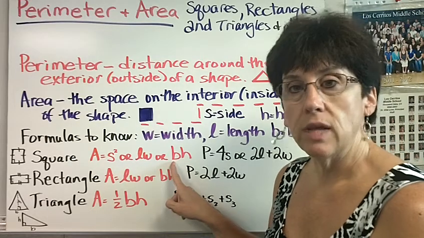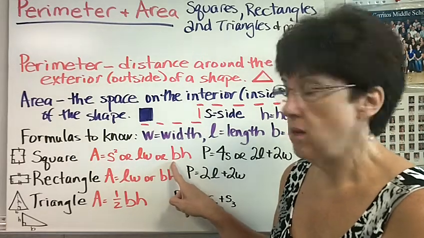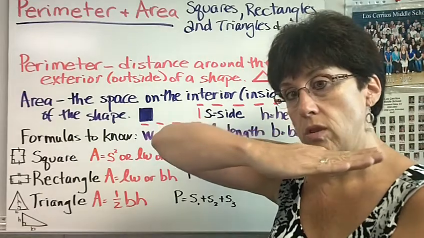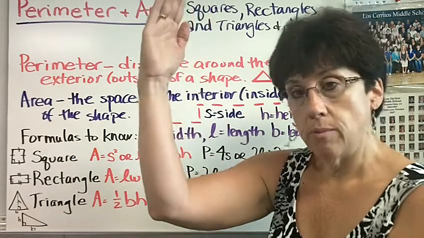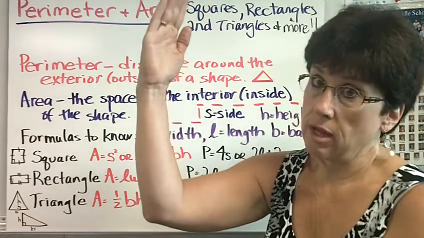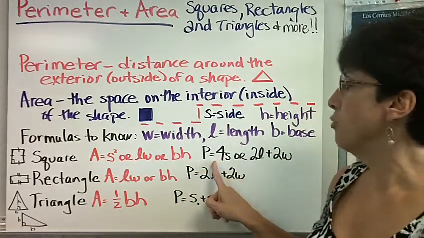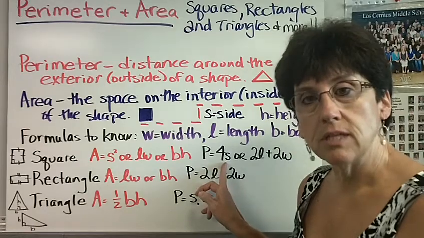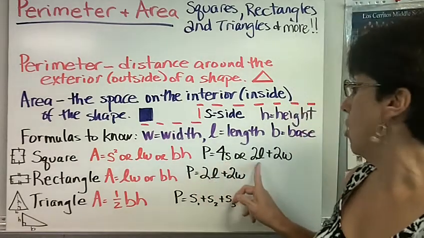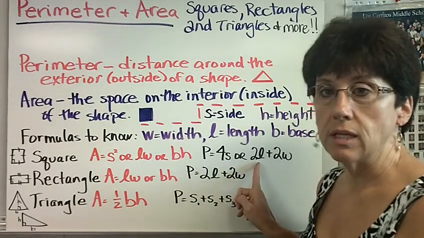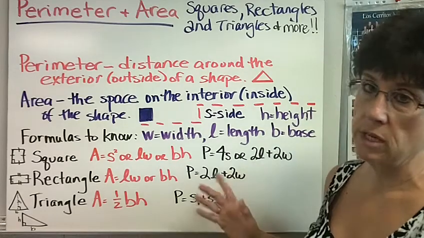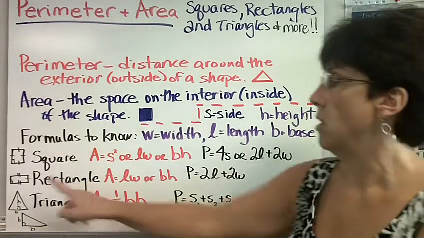Or you could say that's the same as the base times height, because the bottom can be the length or the base, and going up can be the width or the height, and they're the side. So lots of formulas. The perimeter is 4 times the side length, because they're all the same. Or you could say 2 times the length plus 2 times the width, which is the basic perimeter formula.